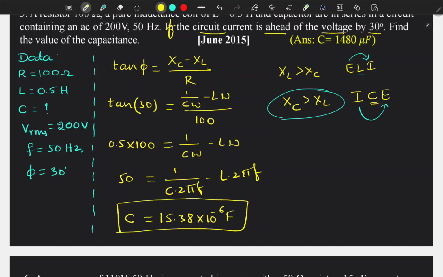So try to substitute this and try solving it yourself. So if you take tan 30 as 0.5, you will get this answer. If you take 0.57, actually 57 is the correct answer. So if you substitute 57, what answer do you get? So check that also.